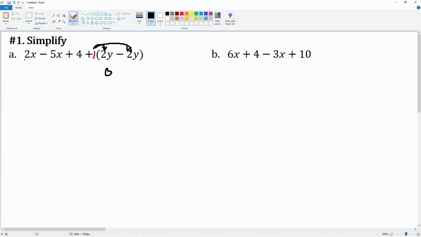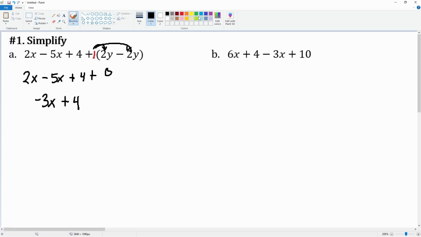Okay, so everything just brings down: 2x minus 5x plus 4, plus inside is just a 0. Here we can combine some like terms. We have the 2x minus the 5x, that becomes a minus 3x. Then the plus 4 comes down.